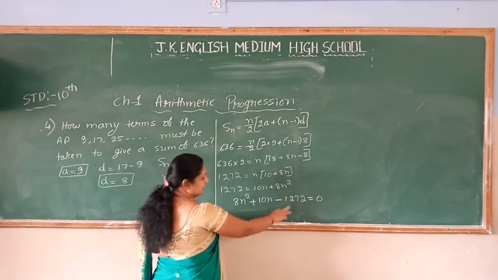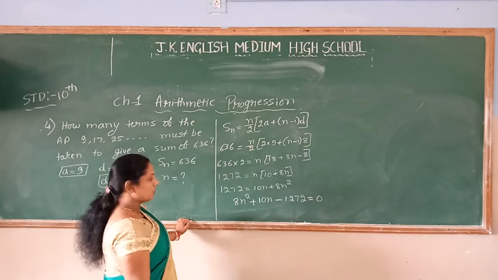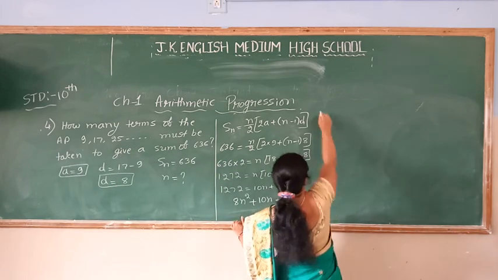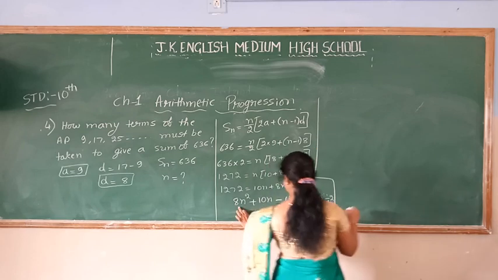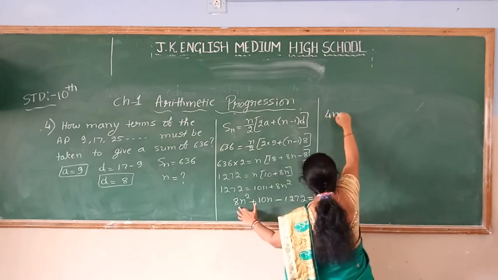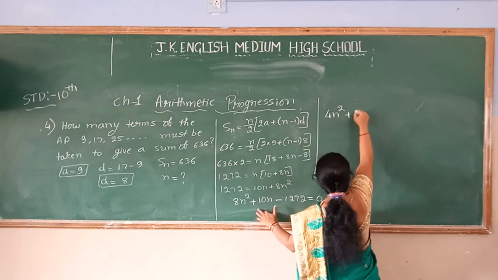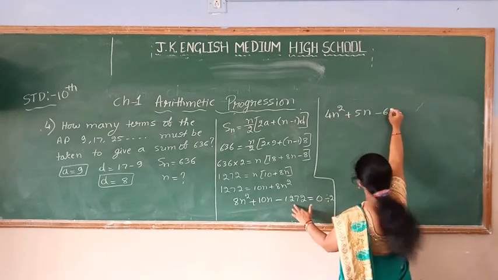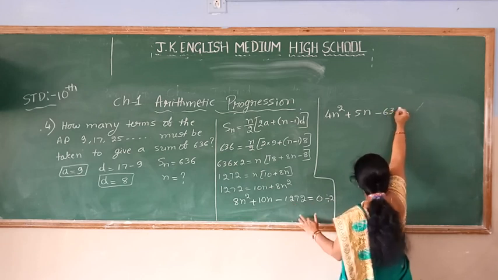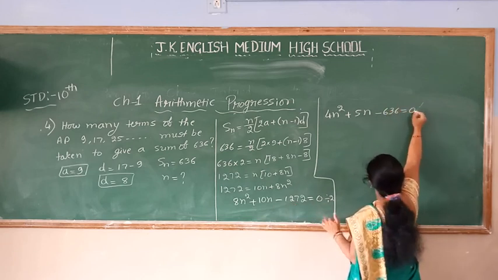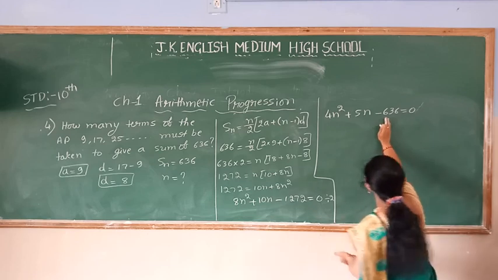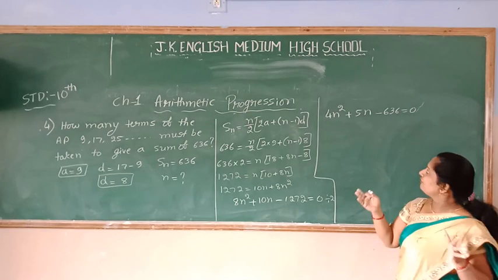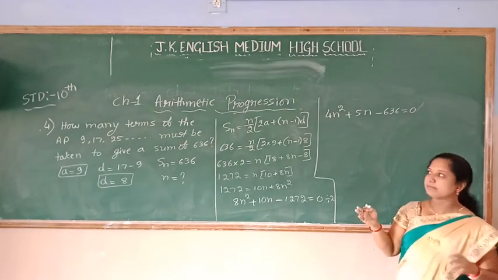Now in all three terms, 2 is common. I can divide by 2. So if I divide the whole equation by 2, it becomes 4n square plus 5n minus 636 is equal to 0. Then how can you split it? You have to multiply these two. You have to find the value of the variable n by splitting the middle term.